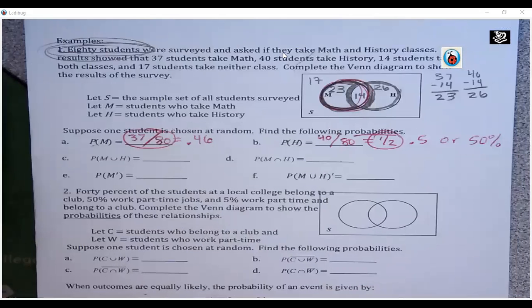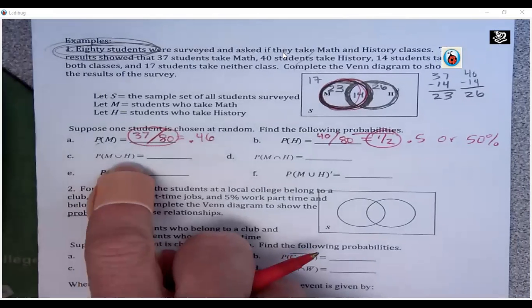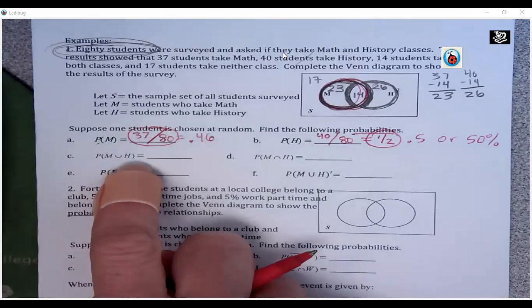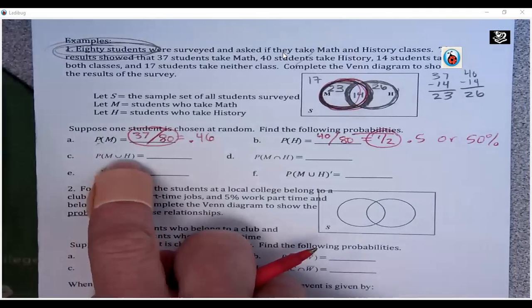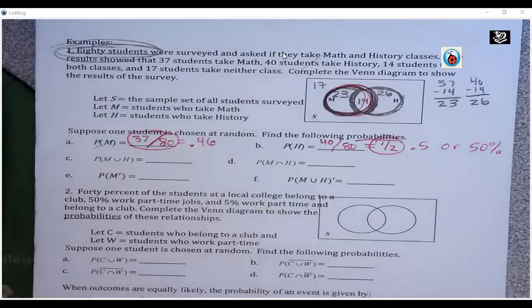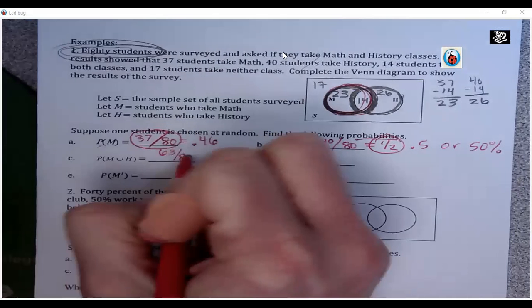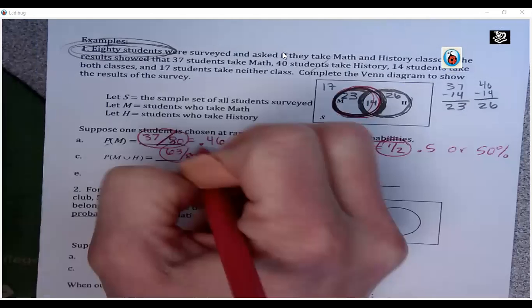Okay. What about this? Does anybody remember what this means? Is this math and history or math or history? It's either one. Good, Rachel. So they can be in math or they can be in history. We don't care. We just want them to be in math or history. So that is everybody except for the 17 students. So 80 take away 17 gives you 63 over 80. Let's see if that reduces. No, it does not reduce. Okay, so we'll just leave it a fraction for now.